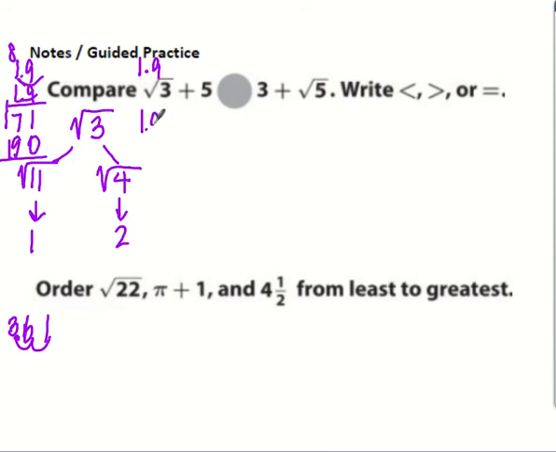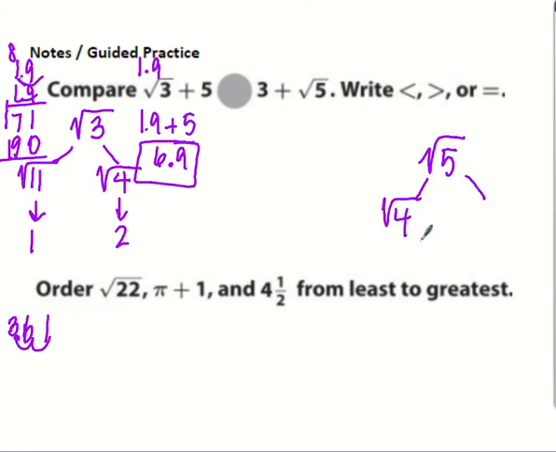If I add 1.9 plus 5, I get 6.9. Okay? And then if I'm comparing to the square root of 5 plus 3, so let's do this. Here's my answer here. Square root of 5, I'll come over here. Again, a non-perfect square, so estimate the two perfect squares it's between. So 4 and 9. And it's closer to 4, so then again, you're going to test it out.